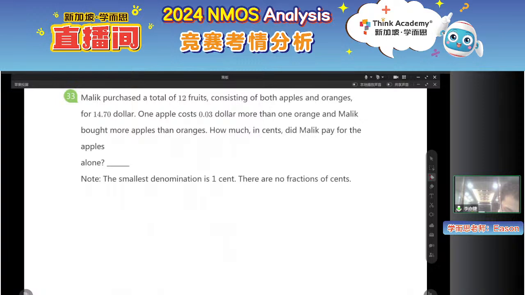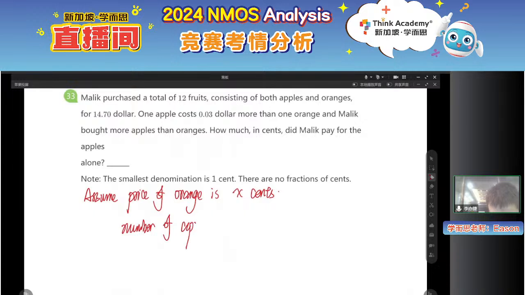So the logic is, we can assume the price of an orange is x cents, not x dollars, x cents, right? And the number of apples is y. So how do we make the equation? How do we make up the total value?